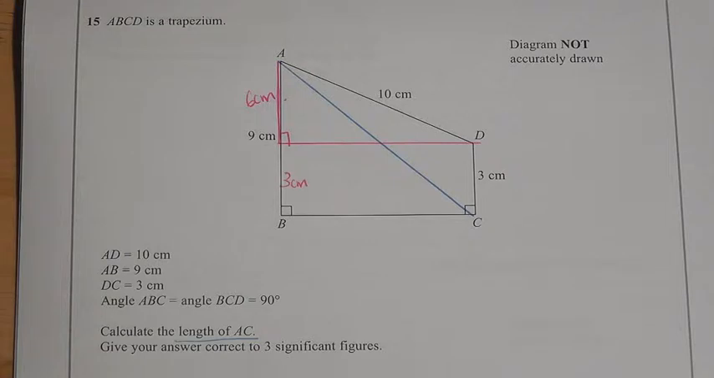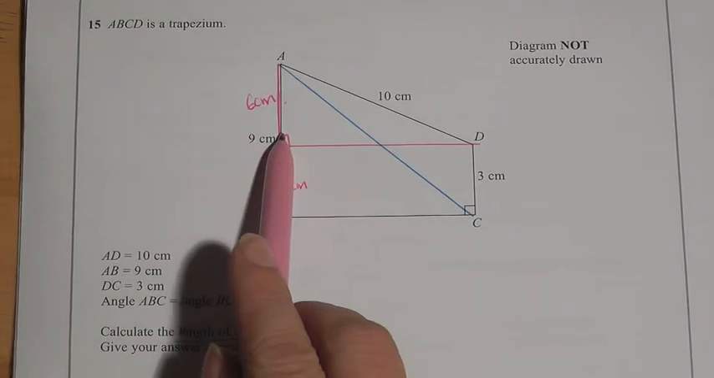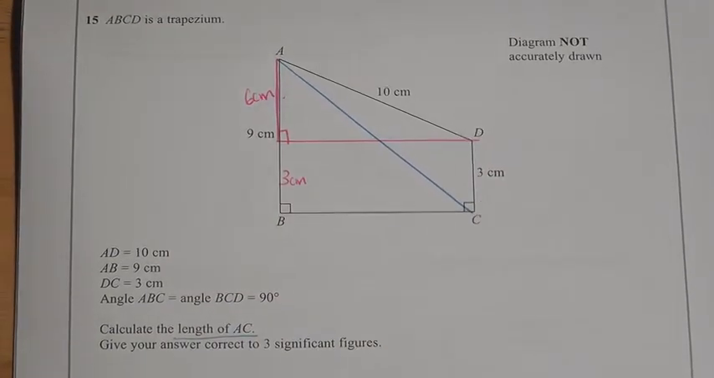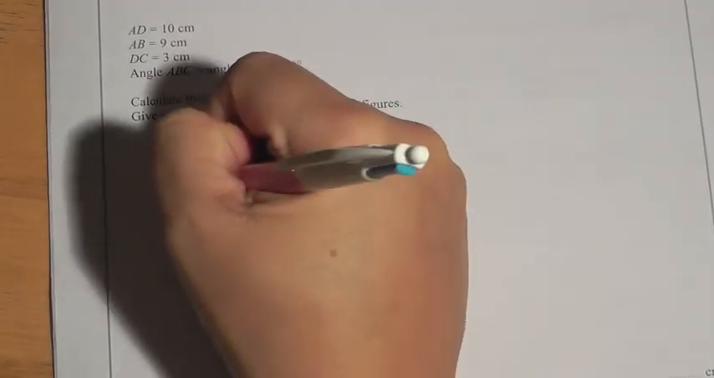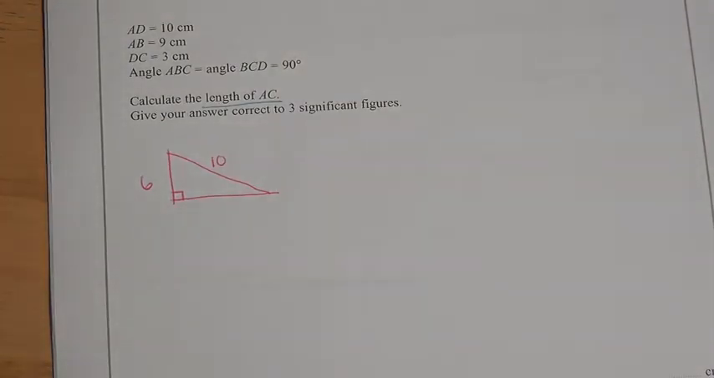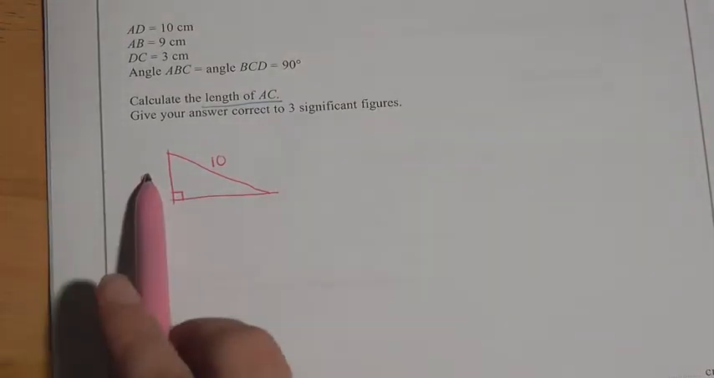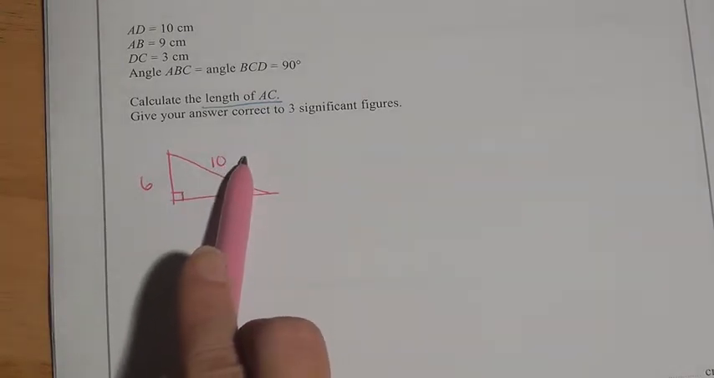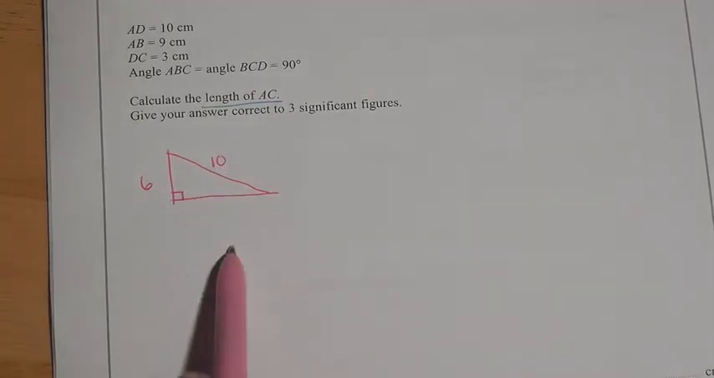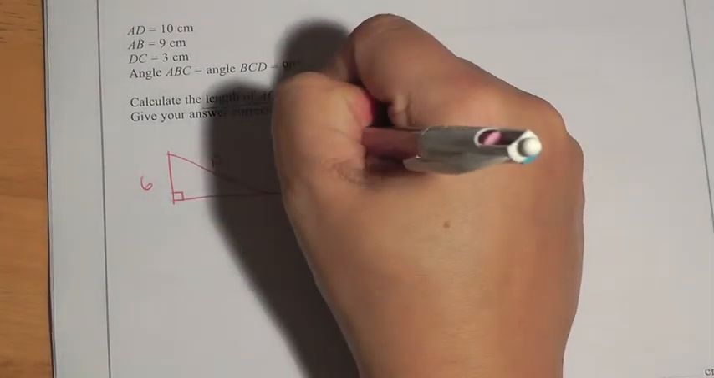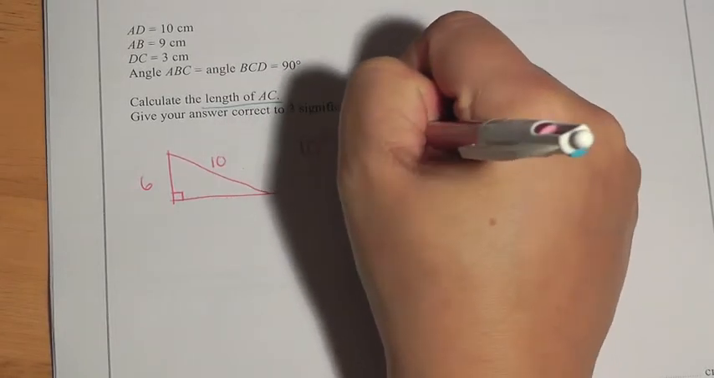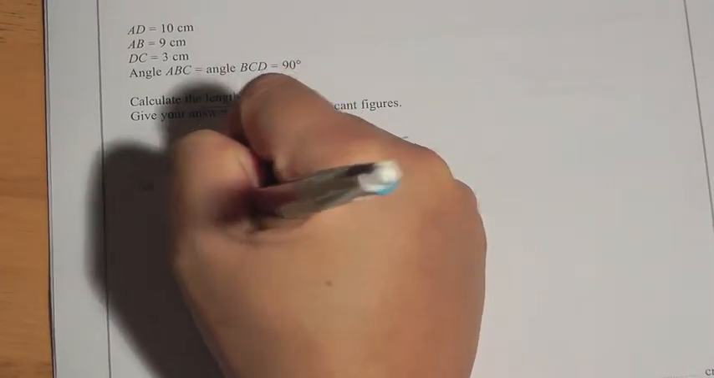So I now know enough information about that triangle to be able to use Pythagoras' theorem to find this side length here. I'm going to sketch that triangle out quickly. So this is just taken from above, that's 6 and that's 10. And I'm going to use Pythagoras' theorem. Now Pythagoras' theorem tells me that the square of this plus the square of this equals the square of that. And so if I'm finding a shorter side, I'm going to take the square of this away from the square of that. So we're going to have 10 squared minus 6 squared equals the side that we're trying to find here.